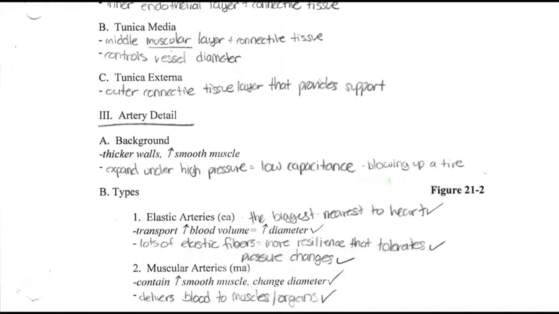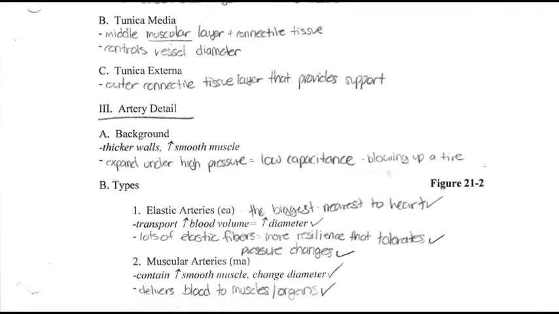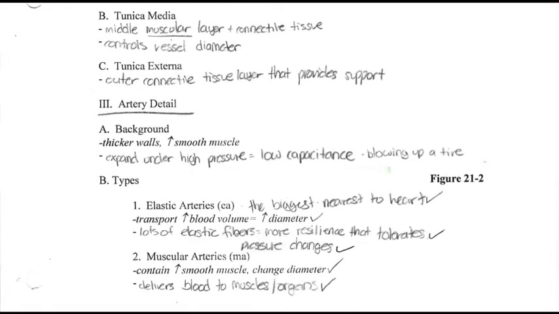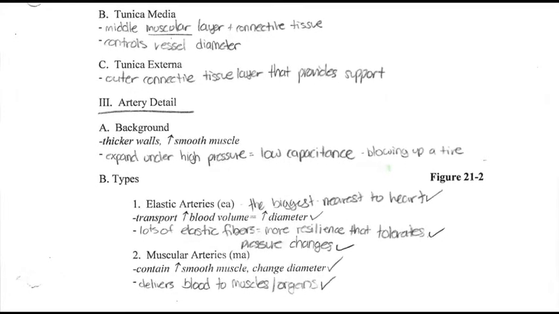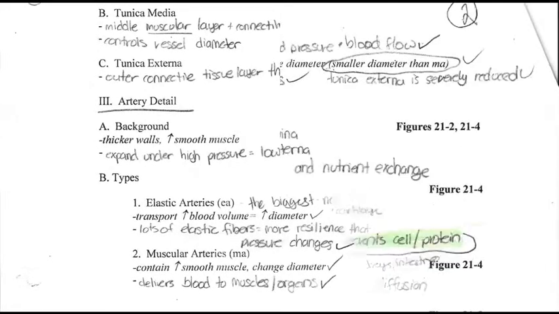Muscular arteries. Muscular arteries contain a lot of smooth muscle, and they change diameter. Muscular arteries deliver blood to muscles and organs. Page 2.